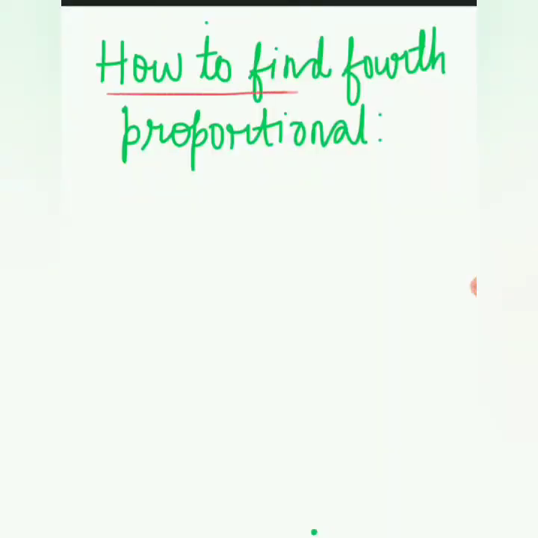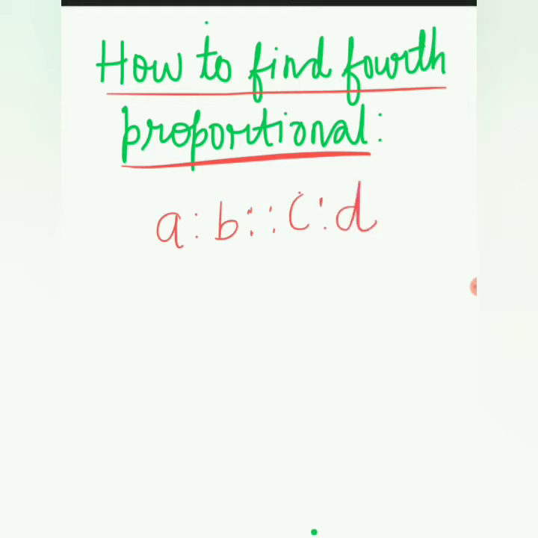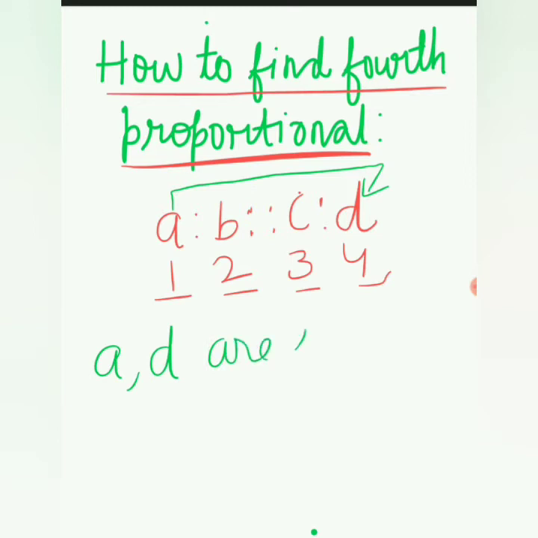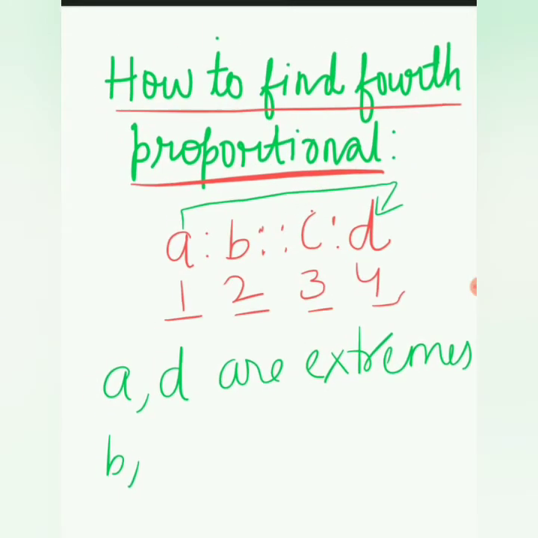Now we will learn how to find the fourth proportion. Before that, let's write the general form. A is to B equal to C is to D. Each quantity in a proportion is called its term. These are the terms: first term, second term, third term, fourth term. Four terms are there. In a proportion, the first and the last term are the extremes. We call A and D extremes. Extreme means at both ends. And B, C are called means.